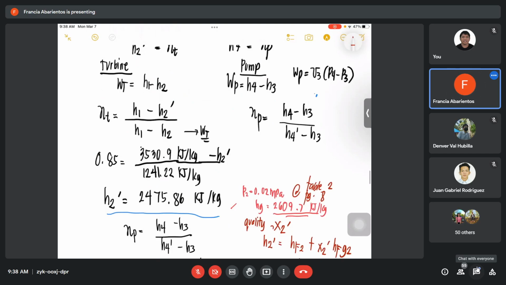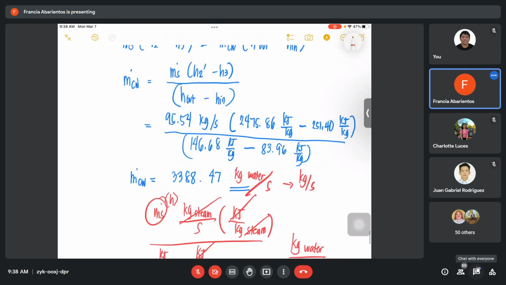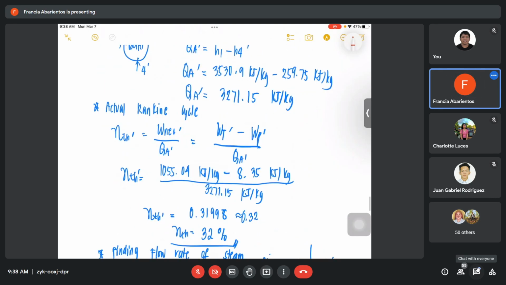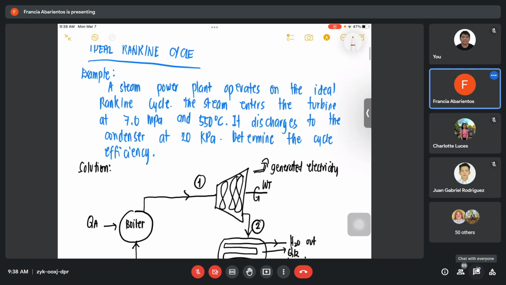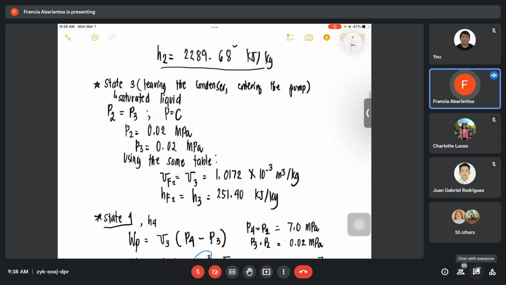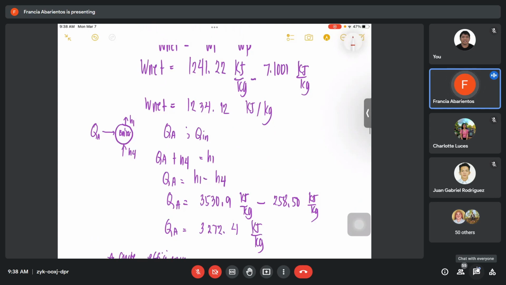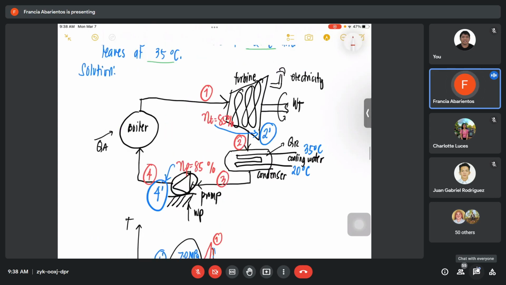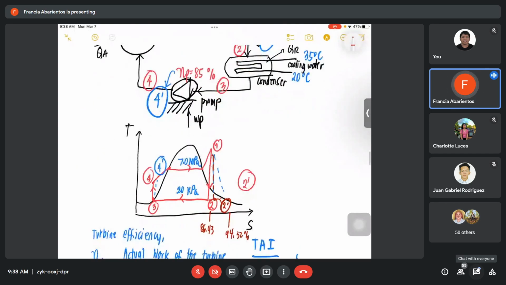So what is the secret in solving this? If you make a mistake at the very top, all your answers will be wrong, especially if your conversion from kilopascal to megapascal is wrong. If you have more questions, then PM ma'am, so you can get ready for the next subject. So that is now the actual Rankine cycle.